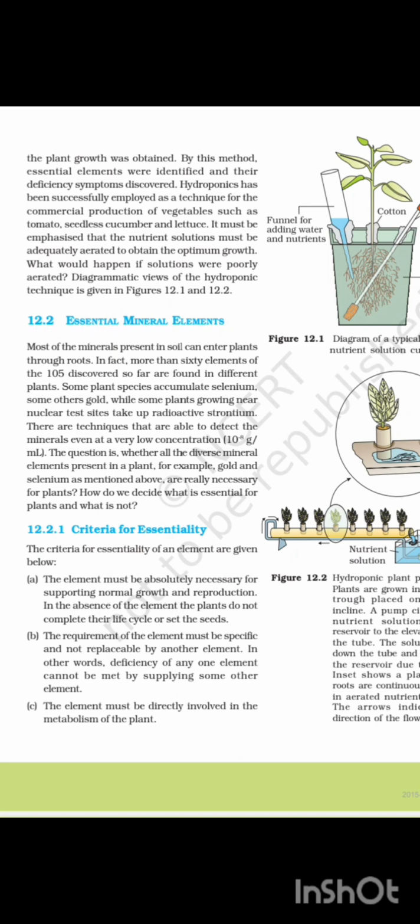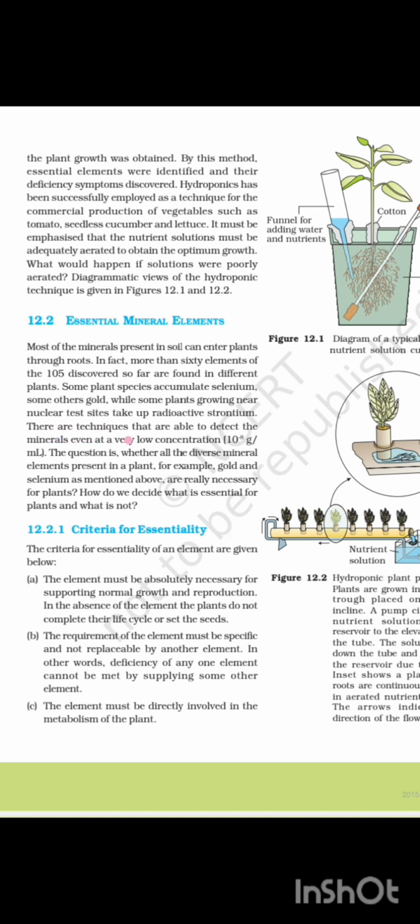12.2 Essential mineral elements. Most of the minerals present in soil can enter the plant through roots. In fact, more than 60 elements of the 105 discovered so far are found in different plants. Some plant species accumulate selenium, some others gold, while some others growing near nuclear test sites take up radioactive strontium.